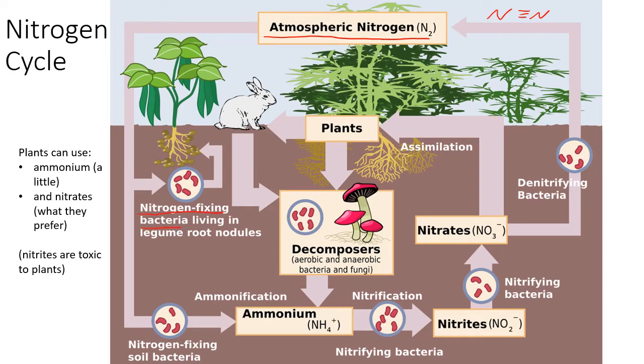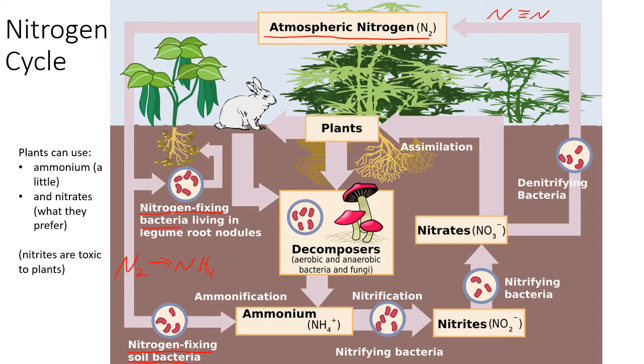And nitrogen-fixing bacteria can be found in two places, or at least two places that we'll talk about. They can be found in the soil, and they can be found in the root nodules of some plants. There's many different species of nitrogen-fixing bacteria. We're just going to talk about them all as a group. And what they do is they take atmospheric nitrogen and turn it into ammonia.